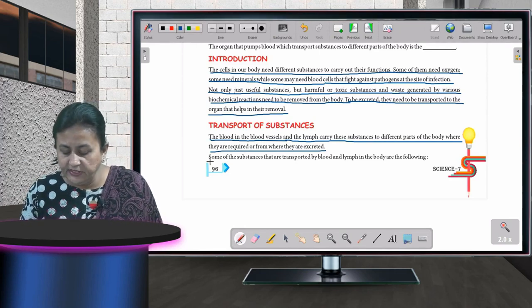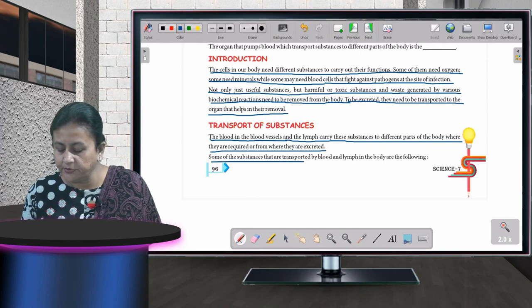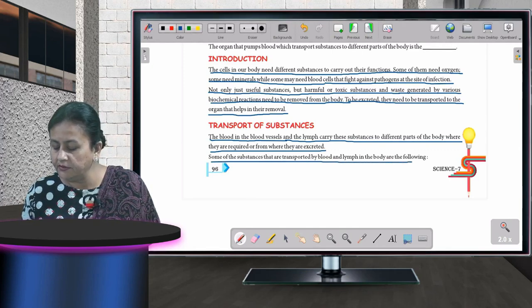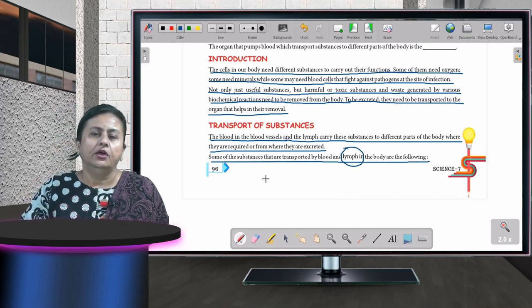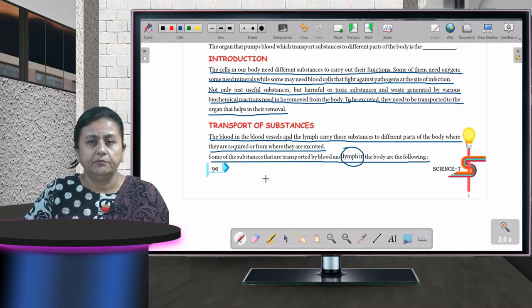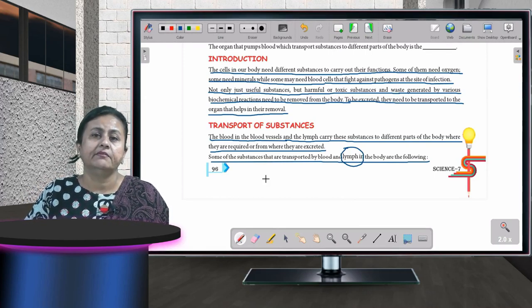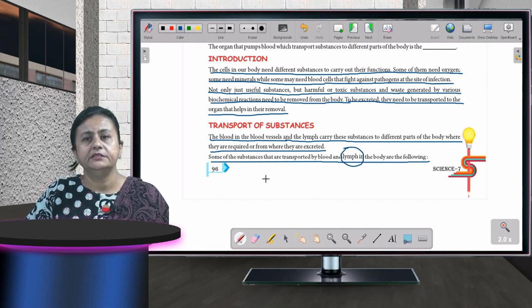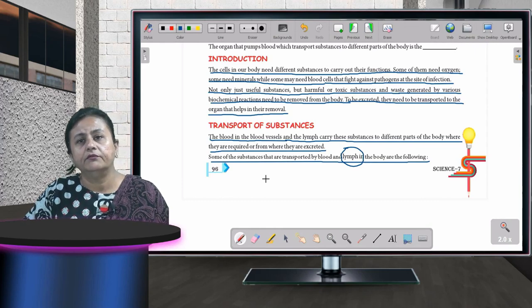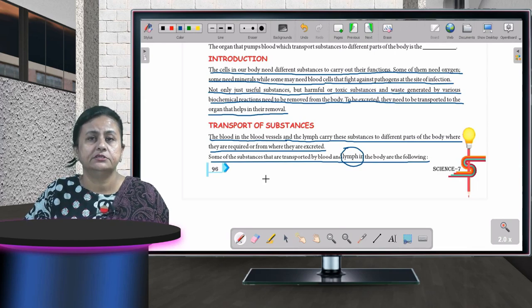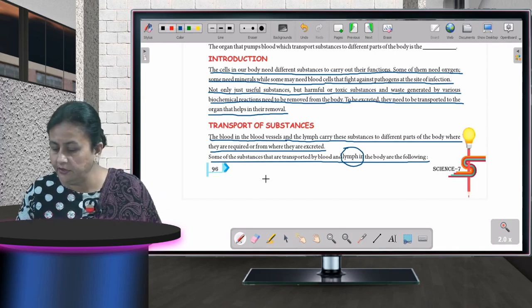Now some of these substances that are transported by blood and lymph in the body are as follows. Children, what is lymph? Maybe some of you know, but let me tell you what is lymph. Lymph is made up of WBCs, white blood cells. Whenever we are not well, any disease is there, what is the work of this lymph? It fights that disease. It increases the immunity system of the body. Fine, children?